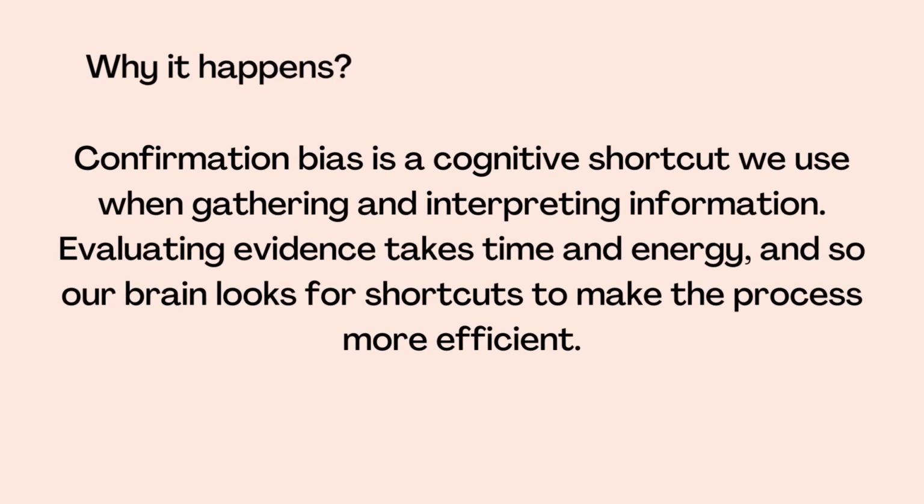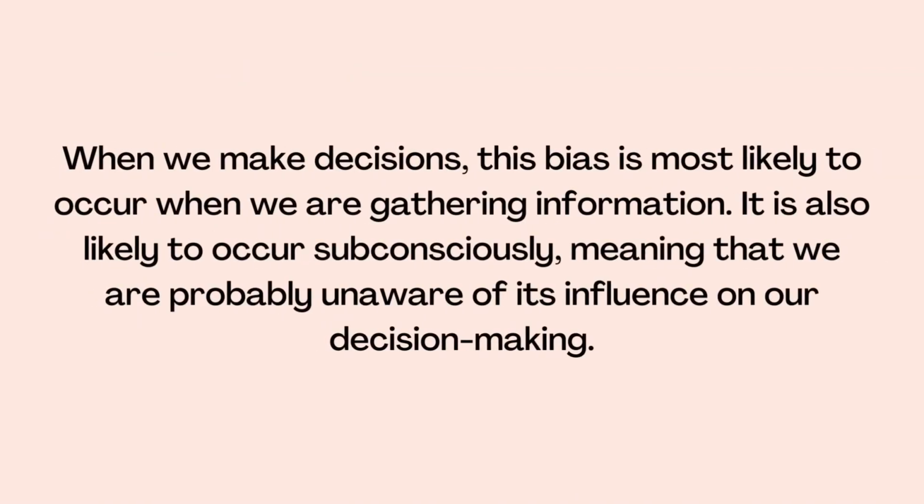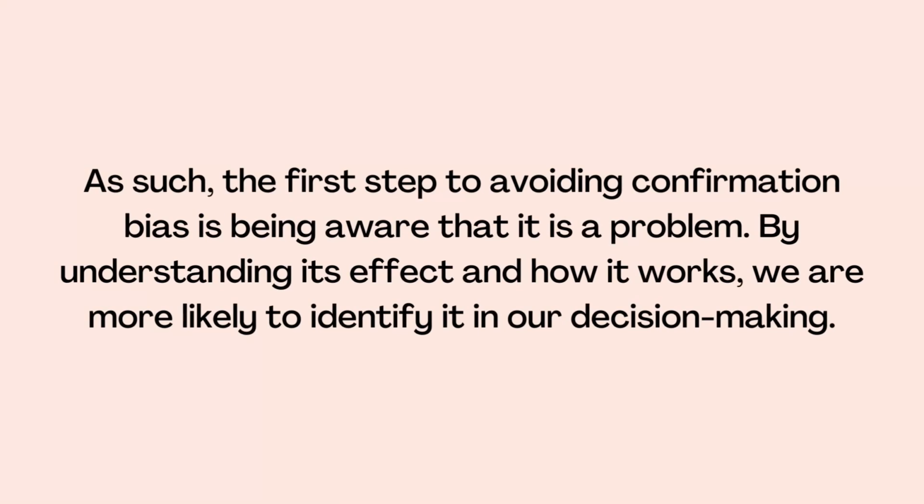Why does it happen? Confirmation bias is a cognitive shortcut we use when gathering and interpreting information. Evaluating evidence takes time and energy, and so our brain looks for a shortcut to make the process more efficient. When we make decisions, this bias is most likely to occur when we are gathering information. It is also likely to occur subconsciously, meaning that we are probably unaware of its influence on our decision making. As such, the first step to avoiding confirmation bias is being aware that it is a problem. By understanding its effect and how it works, we are more likely to identify it in our decision making.